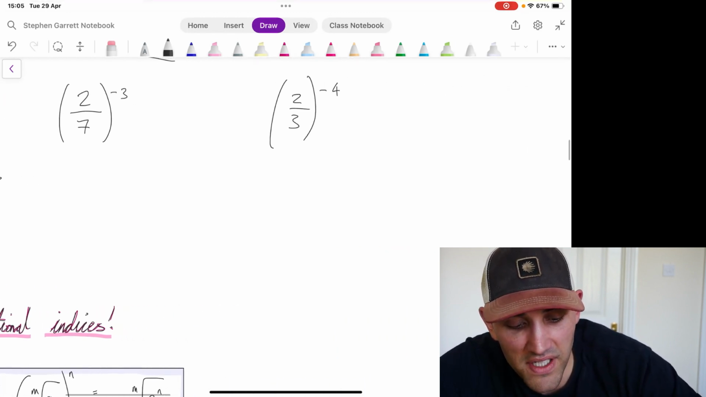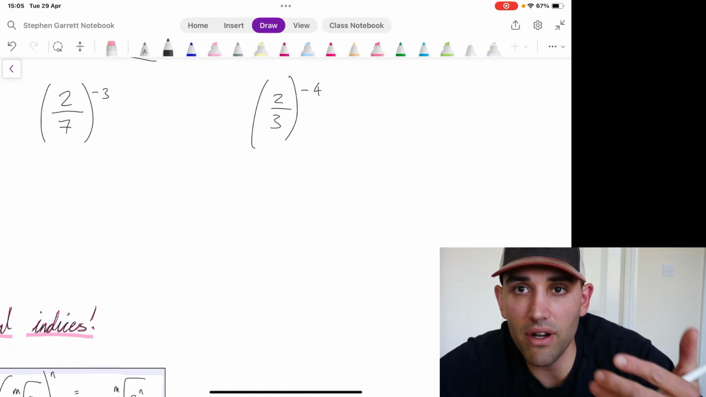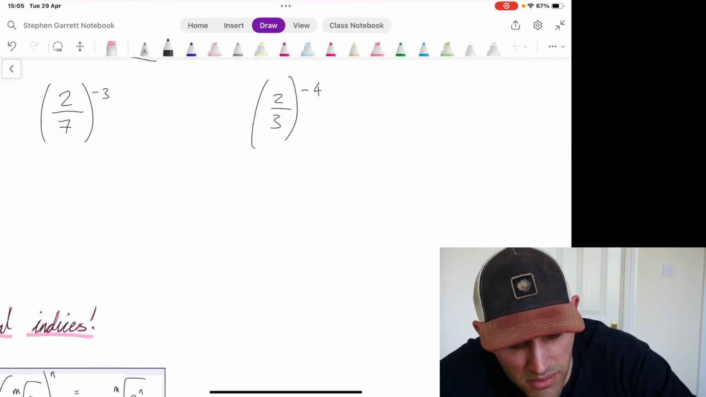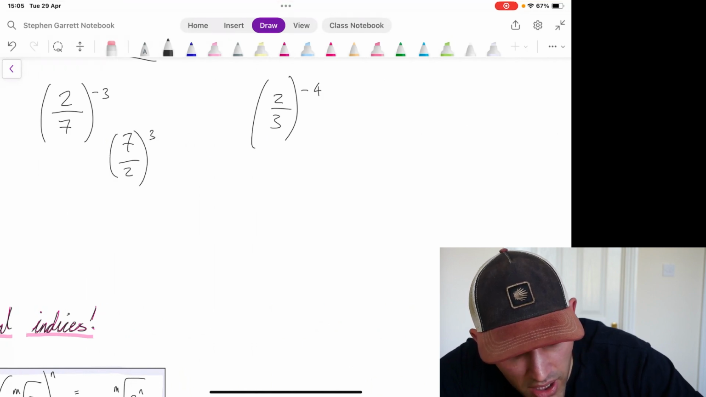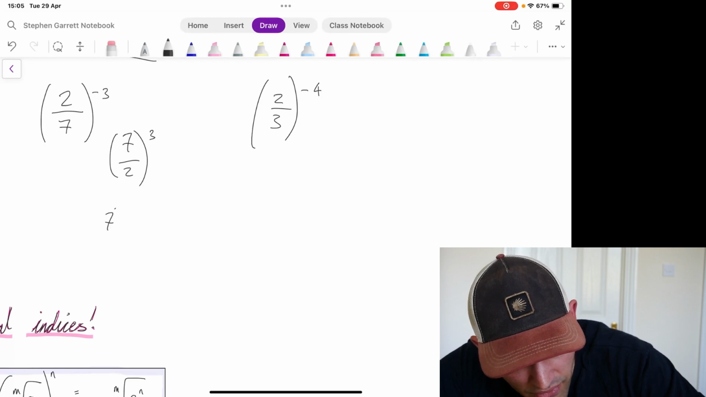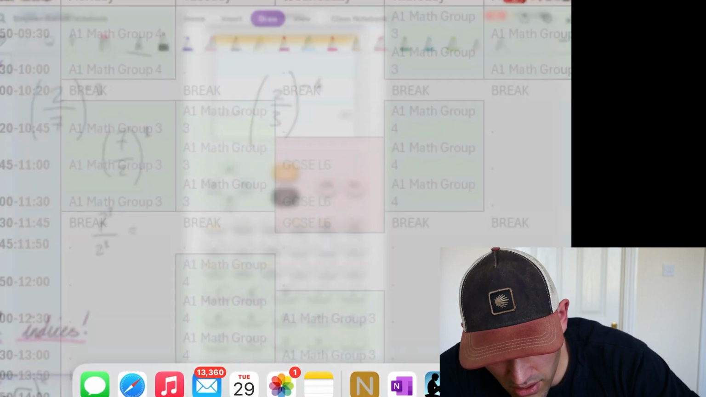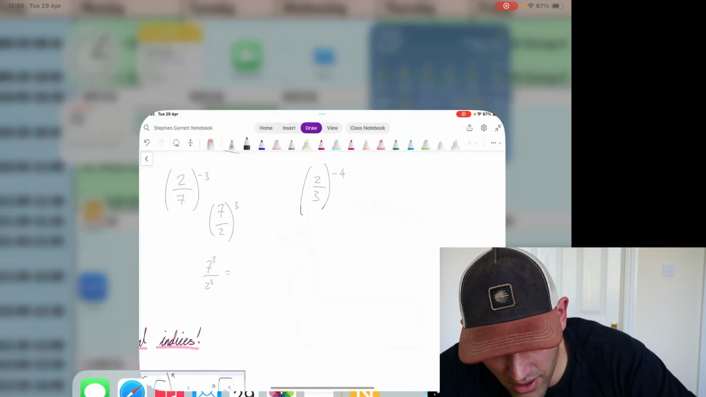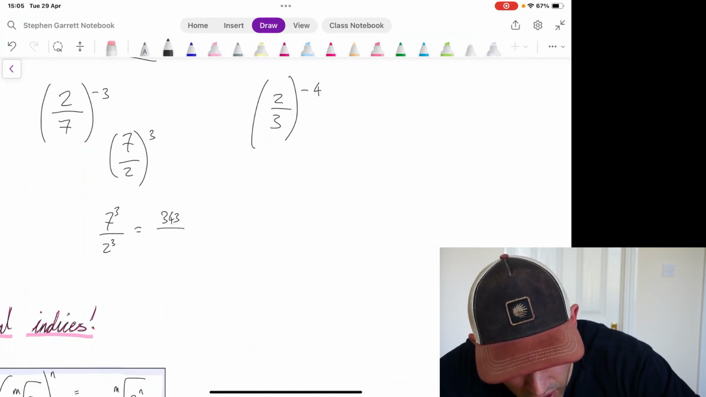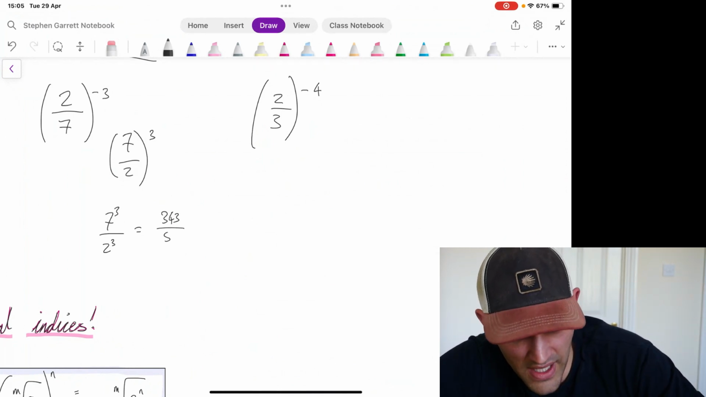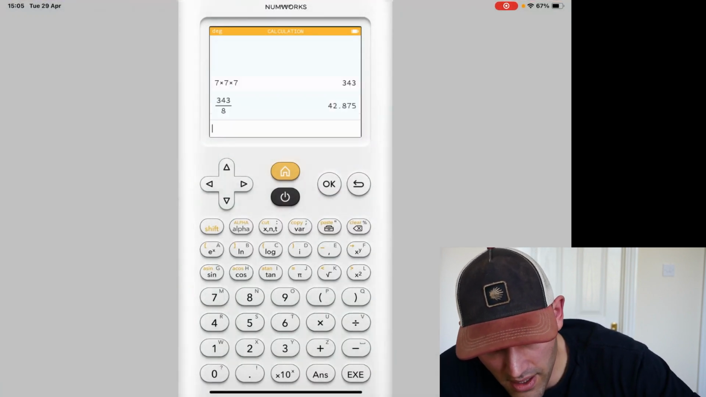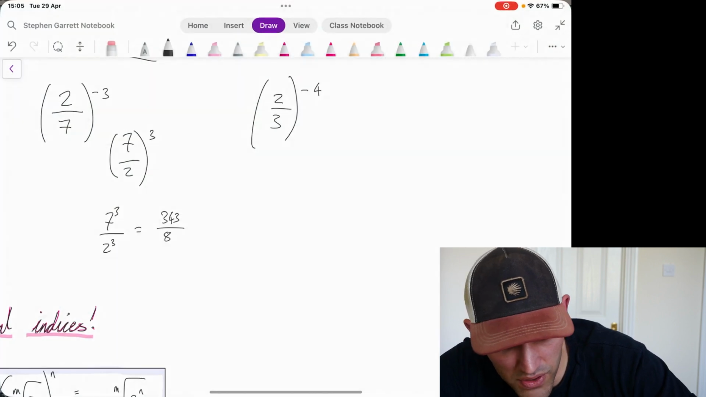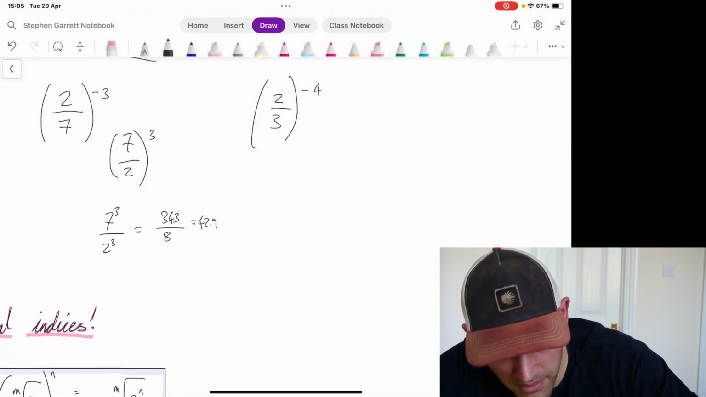So I'm going to do the same process here. I'm going to firstly get rid of that negative. I'm going to say that this is 7 over 2 to the power of 3, which is going to equal 7 cubed over 2 cubed. 7 times 7 times 7, so we have 343, there you go, over 2 times 2 times 2, which is 8. 343 over 8 divided by 8 is 42.9. We'll just call that 42.9.